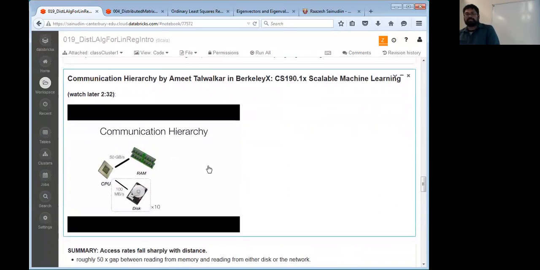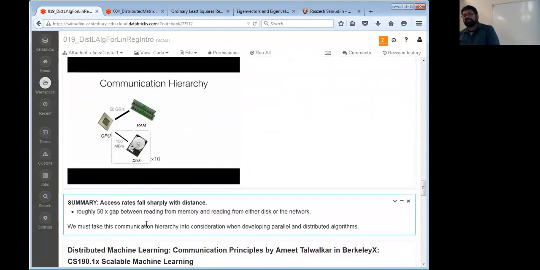This is just the communication hierarchy, and all it's saying is that there is a roughly 50 times gap between reading from memory and reading from either disk or the network. So we have to be mindful of this communication hierarchy when we design our algorithms. And by designing our algorithms, we're talking about doing everything from first principles, including how we define the scalar products that are under the hood for X transpose X operations, for example.